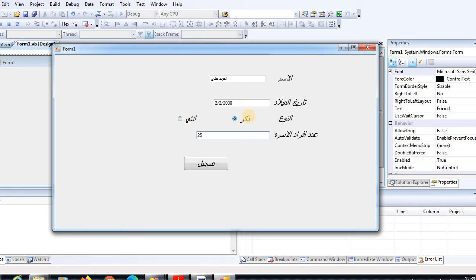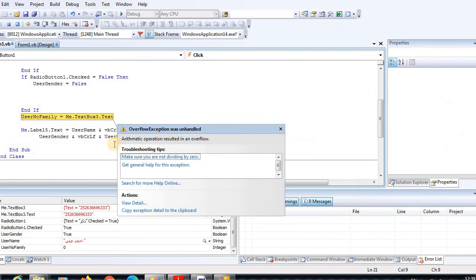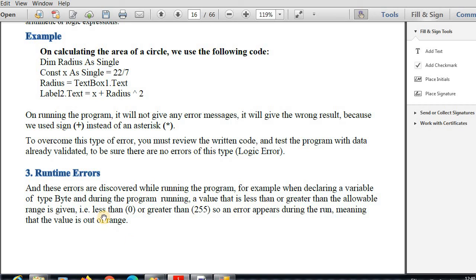It should be an integer, so if the user writes a long number, not an integer, it will be a mistake or error here, because the data type is integer, so it will not work with the user. The error means it is not a valid value in this text box. So this error is called runtime errors, because they happen during the runtime.